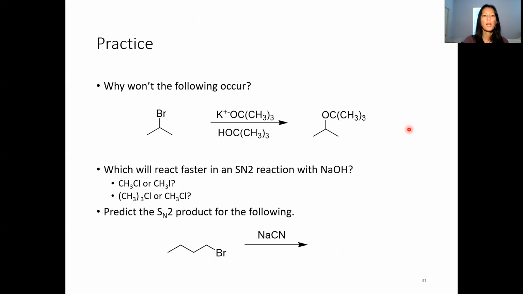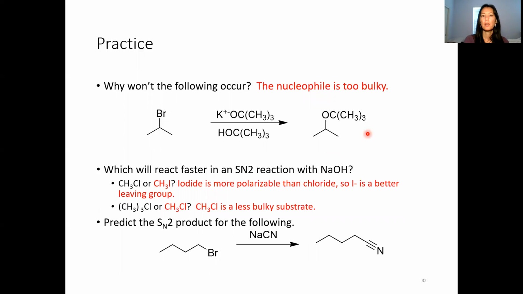Okay, so the first one, why won't the following occur? I have a secondary alkyl bromide, and I'm trying to react with potassium tert-butoxide to give this ether product. Why doesn't this occur? It's because the nucleophile is just simply too bulky. If it tries to go into that transition state, there is just too much steric hindrance, so it's not really going to get in there and form and go through that trigonal bipyramidal transition state.